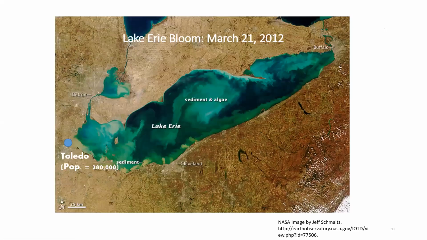So here is an example of the Lake Erie bloom that occurred in 2012. You can see all of the sediment and algae hanging out here. A ton of cyanobacteria hanging out in Detroit and near Toledo. And Toledo has a population of almost 280,000 individuals, so that's a lot of people. So think about Chicago and Lake Michigan.